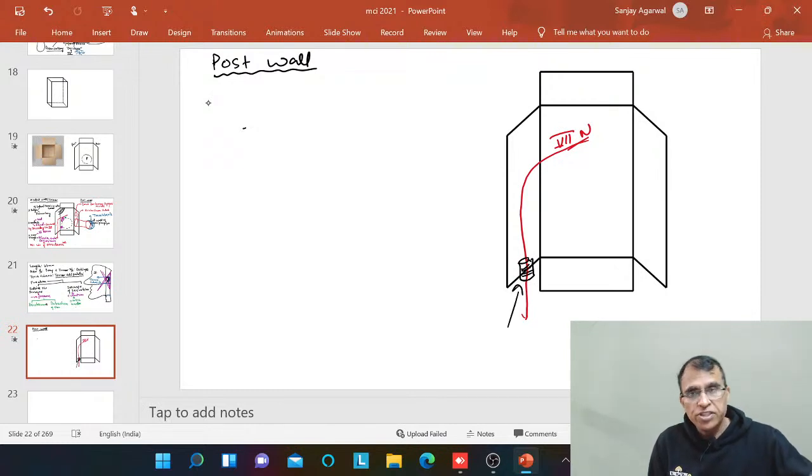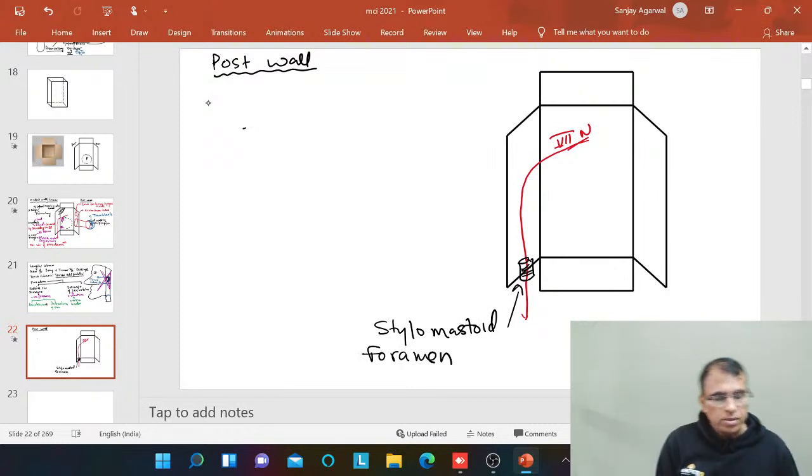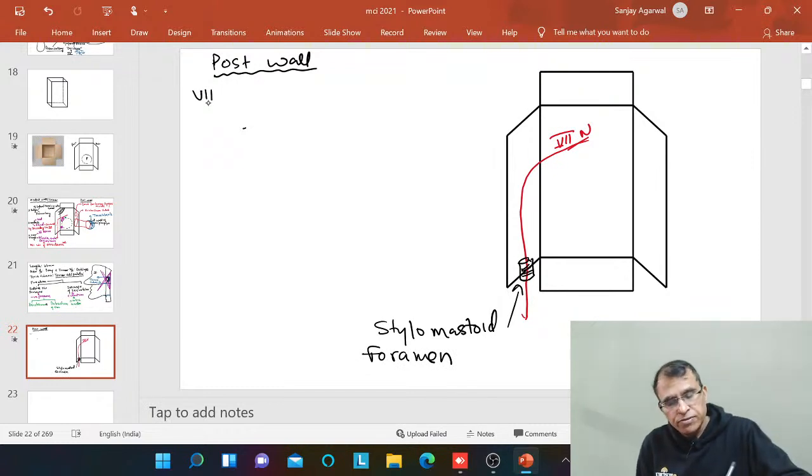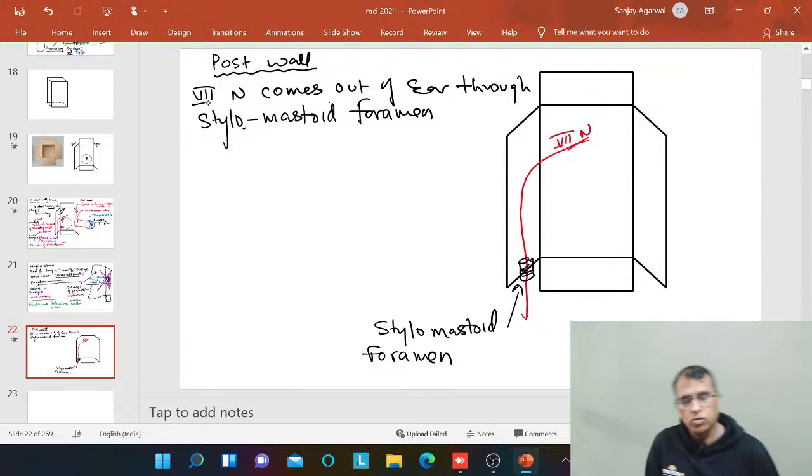This foramen through which the facial nerve comes out is called the stylomastoid foramen. So this name is very important, stylomastoid. So the facial nerve comes out of the ear through the stylomastoid foramen. Right. So the lower part of the posterior wall has the stylomastoid foramen.